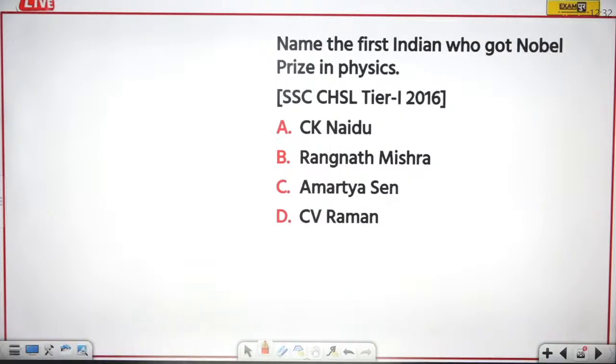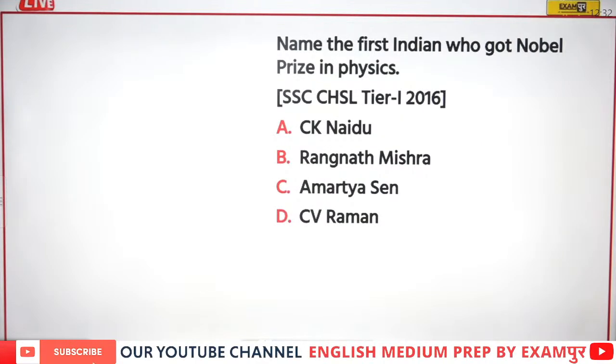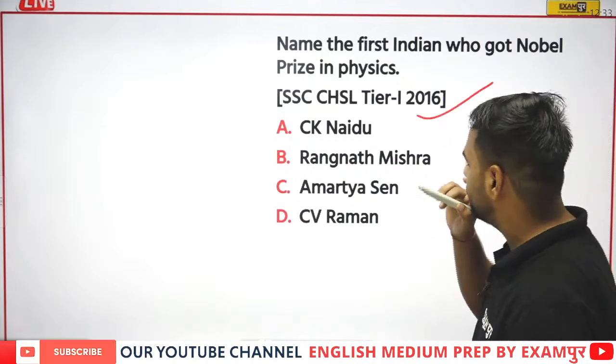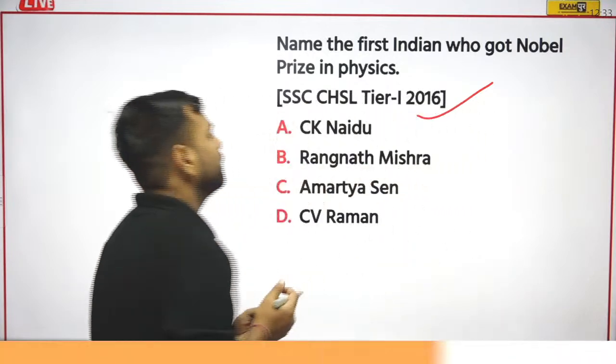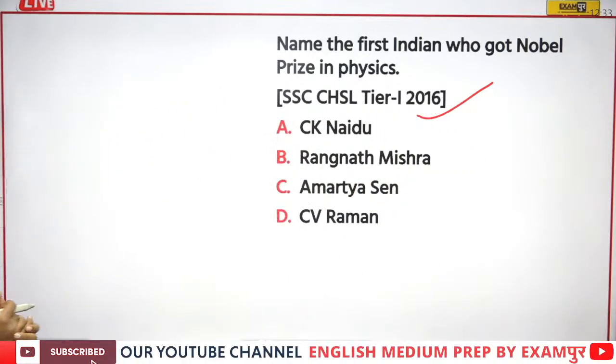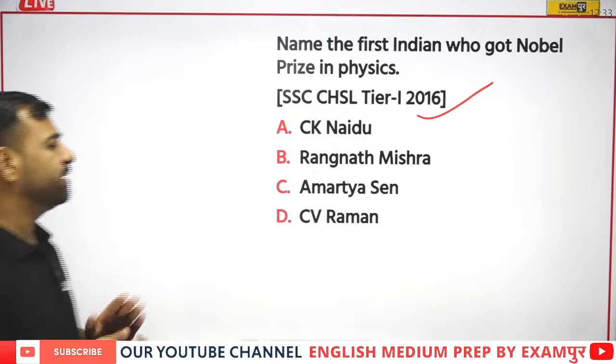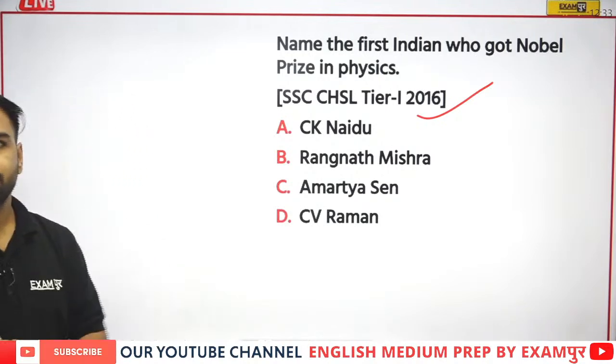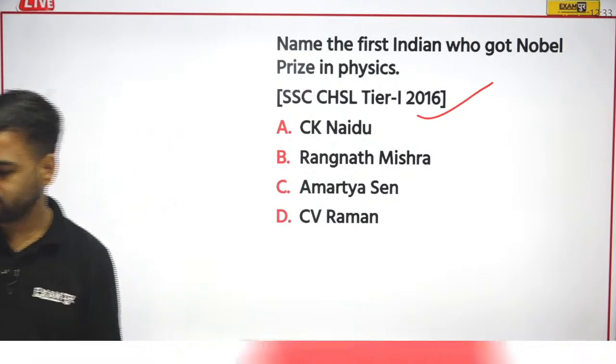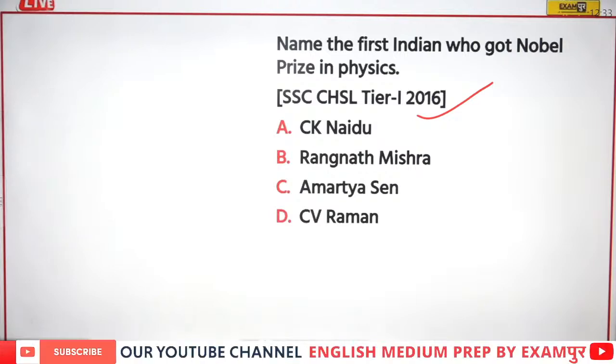Next. Name the first Indian who got the Nobel Prize in Physics. This is from CHSL 2016. Was he C.K. Naidu? Was he Rangnath Mishra? Was he Amartya Sen, or was he C.V. Raman? Correct one. Answer please.